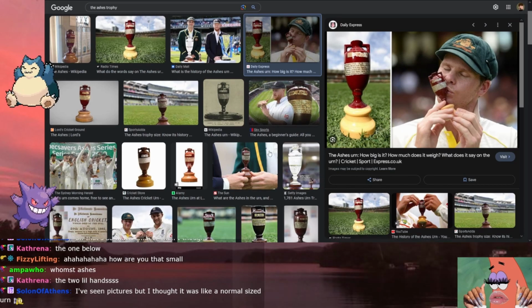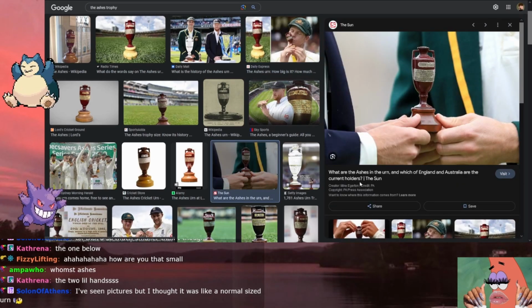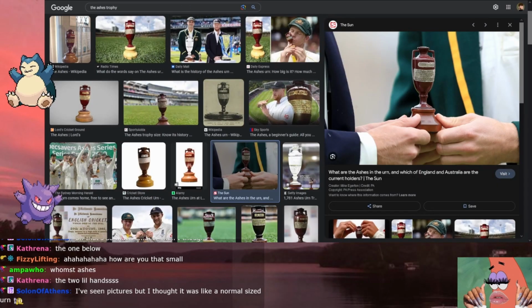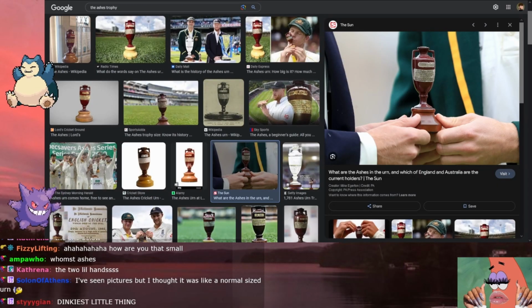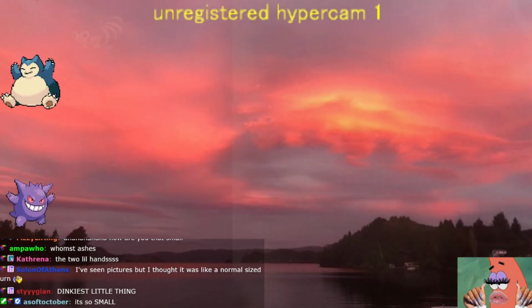And yeah, they do shit like this. It's very funny. The Ashes is a very funny series. Cricket should never be taken seriously. It's always okay to laugh at cricket. I say this as a cricket fan.